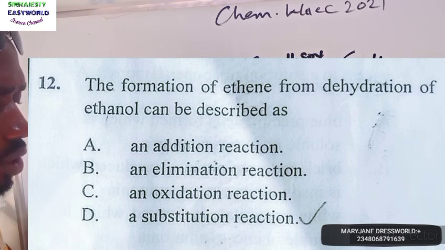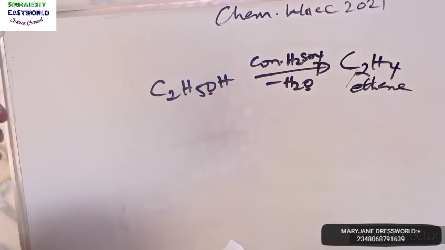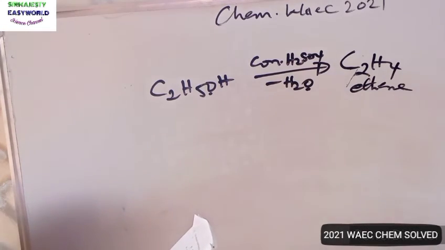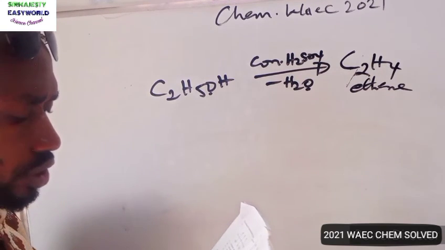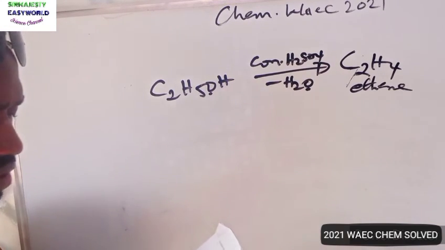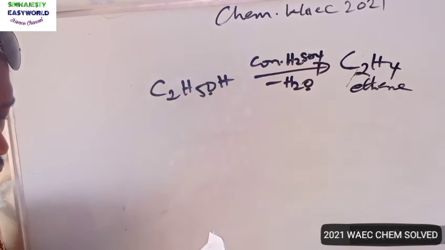Then it cannot be oxidation because rather you have removed oxygen and equally removed hydrogen. Okay, look up. The formation of ethene from the dehydration of ethanol can be described as, is it an oxidation reaction? Probably not. It should be elimination reaction.